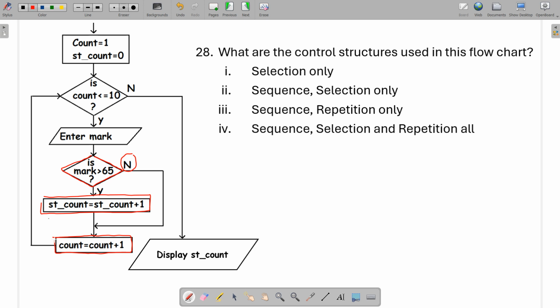So increasing the value of count by 1 will happen whether this condition is true or false, right? If it is true, the additional thing that happens is the value of st_count will be increased. So in the 28th question, they are not asking about the algorithm, they are just asking what control structures are used in this flowchart. This has the sequence, the things that happen one after the other. After this process this condition happens, likewise. So the sequence is there.